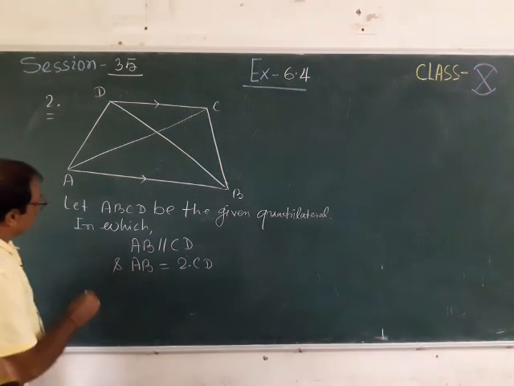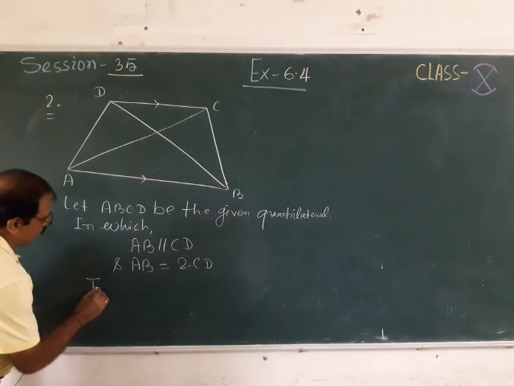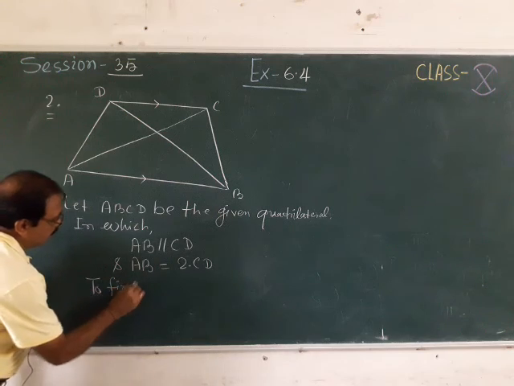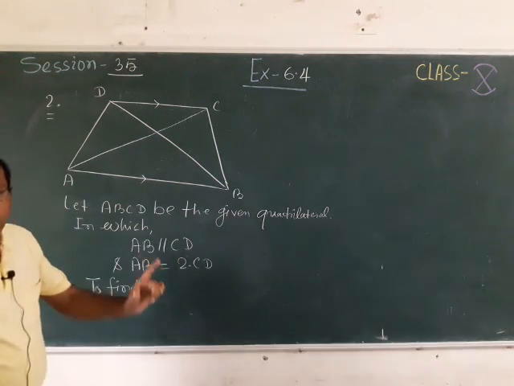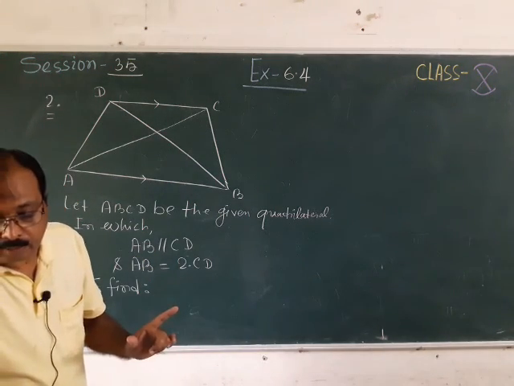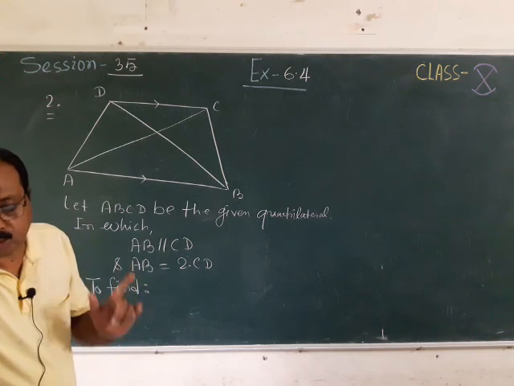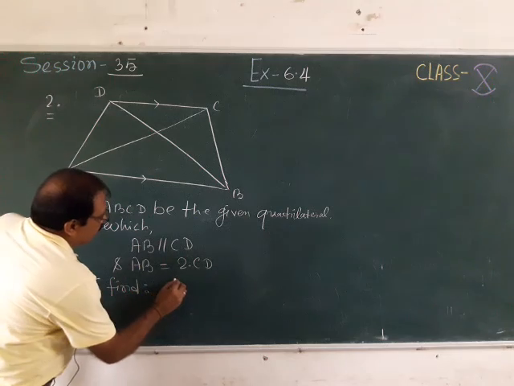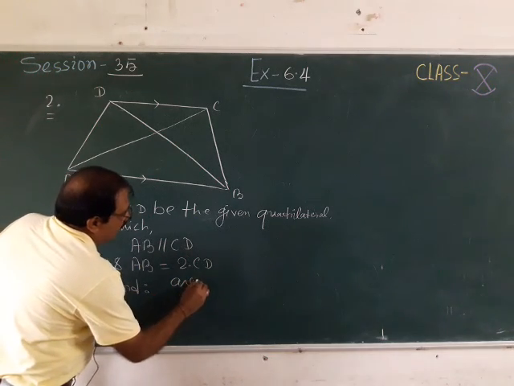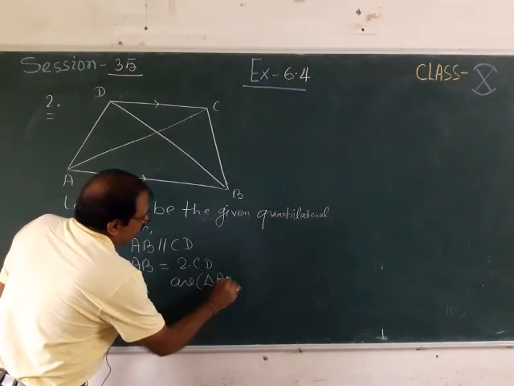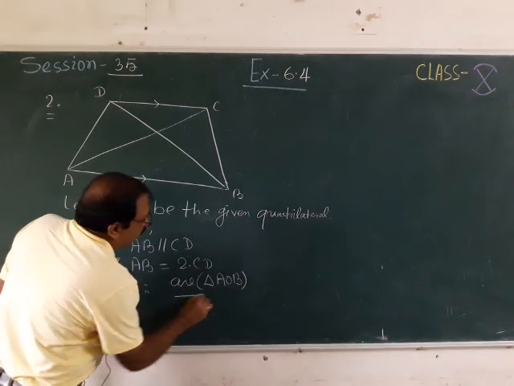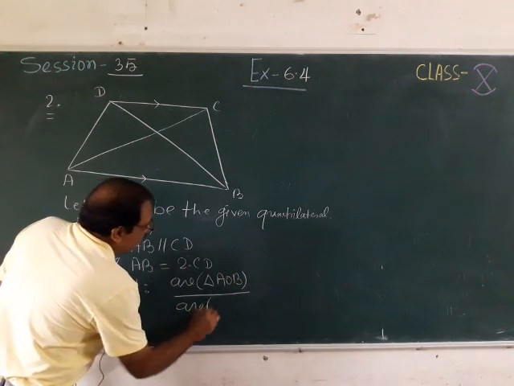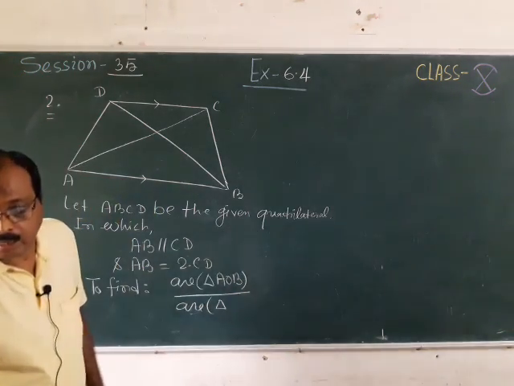Now we need to find what is to be found. You can write: to find. Actually, what do we need to find there? We need to find the ratio of the areas of triangle AOB, that means area of triangle AOB upon area of triangle COD.